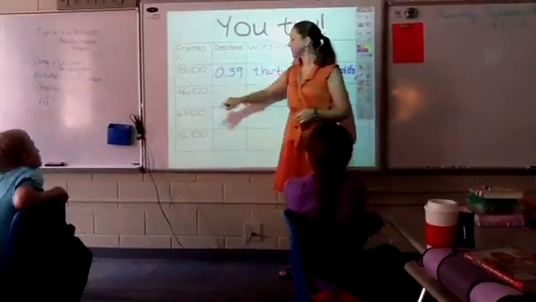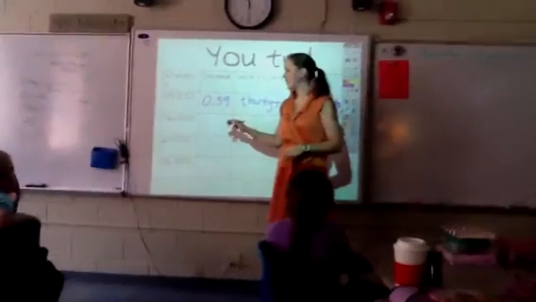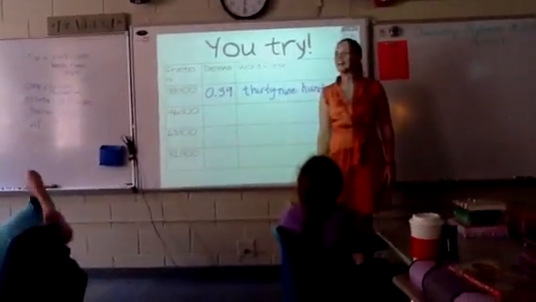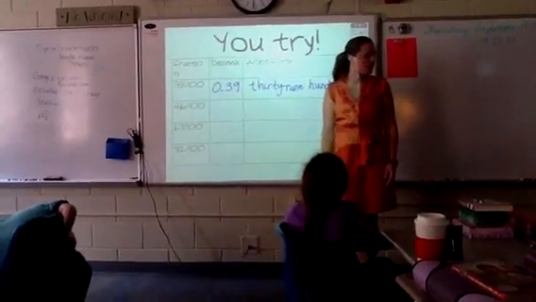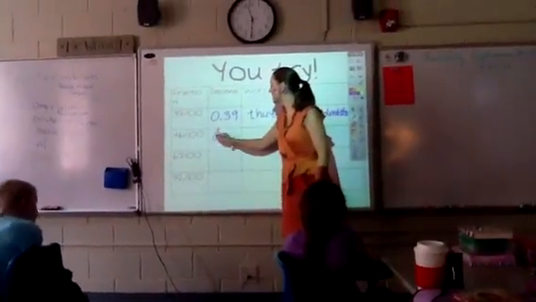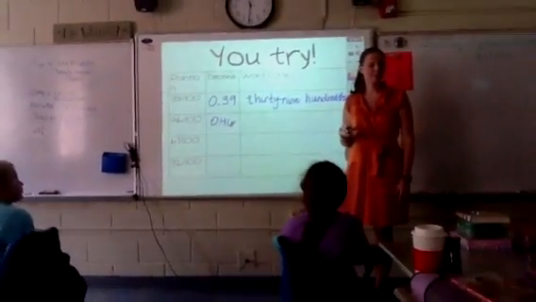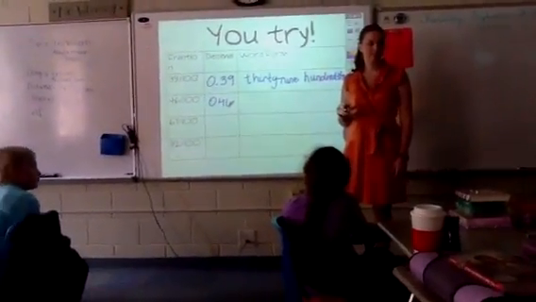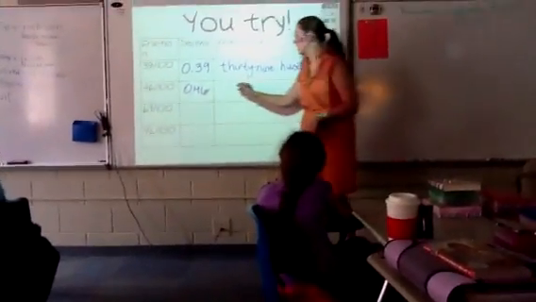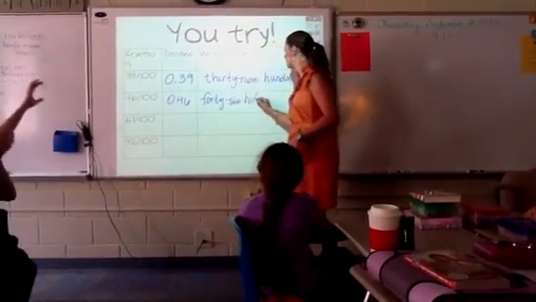Carly G, read that for me. Okay, tell me how to write it. Talk louder than that. Say it loud. 0 decimal 46. Yes, 0 decimal 46. Carly G, and how do we read it? 46 hundredths. Very good. Okay, so 46 hundredths.